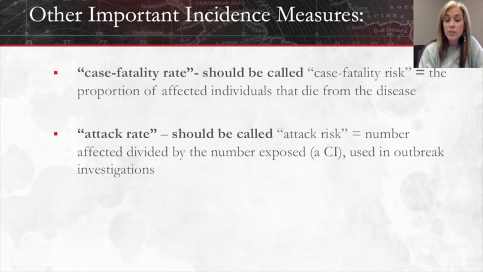Now, case fatality rate's really important. Even though we say it is a rate, it's actually calculated as a proportion, which is the proportion of infected individuals, so all those people who are sick, compared to all the people who actually died, okay? So ultimately, in case fatality rate, the numerator is the number of deaths due to that disease, and the denominator is the number of people who were sick because of that disease.